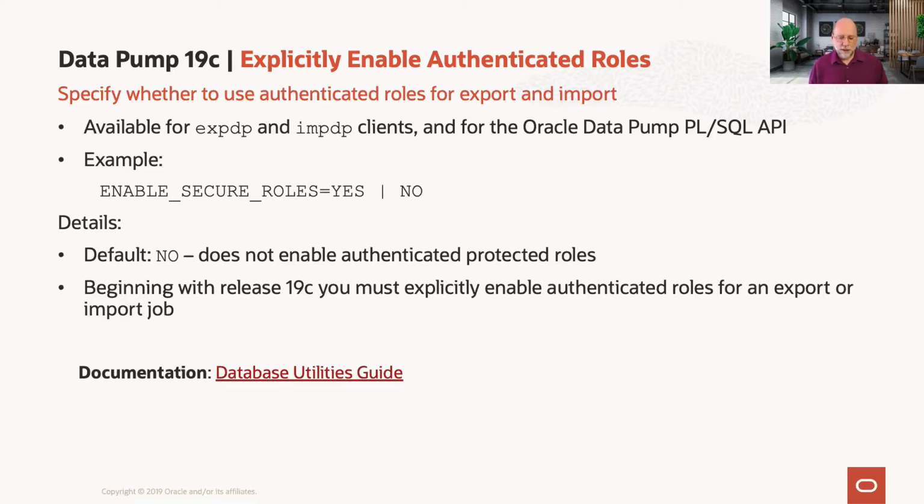So what it means is that if they have secure roles as part of their dump file, and remember, their dump file could come from whatever database they've created where they had full privileges, now you're importing it into maybe a common database or a production database. You would have to explicitly say that you want to allow them to use those secure roles. So this is simply a secure by default feature.